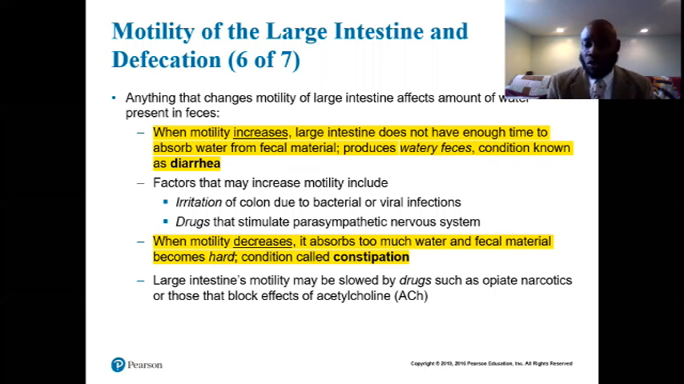This can also happen based on drug use, specifically opioids. Opioid narcotics can cause severe constipation, can cause people not to go to the bathroom for days or a week or longer, and that can be very uncomfortable for the person who is taking these drugs.